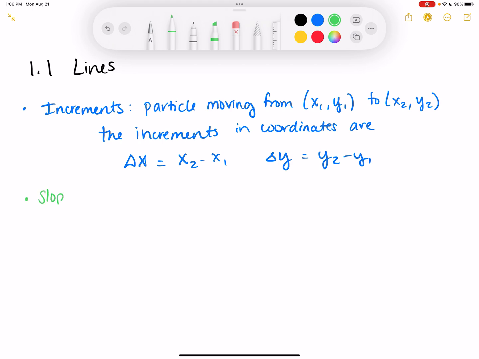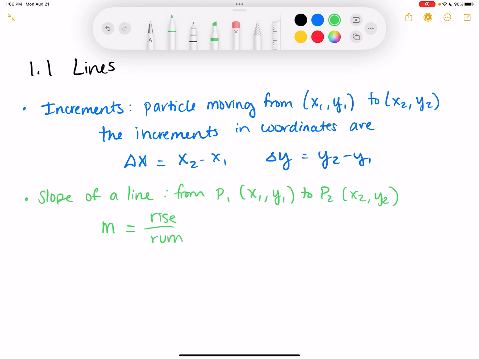Slope of a line from P1, which is x1, y1, to P2, which is x2, y2, is m is equal to rise over run is equal to delta y over delta x equal to y2 minus y1 over x2 minus x1.